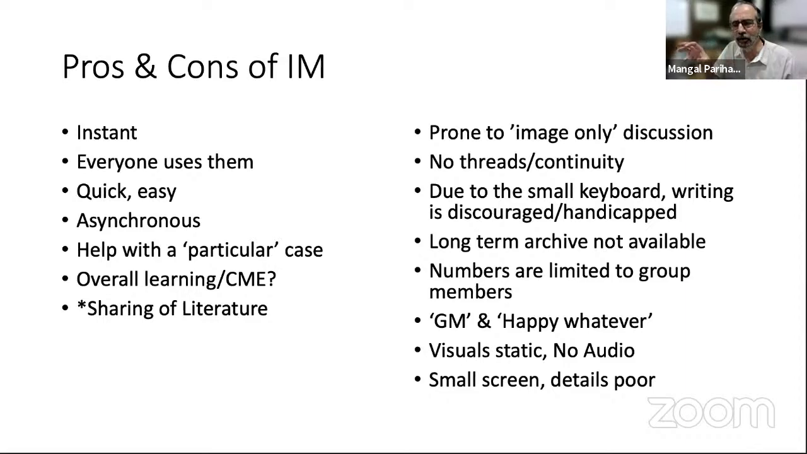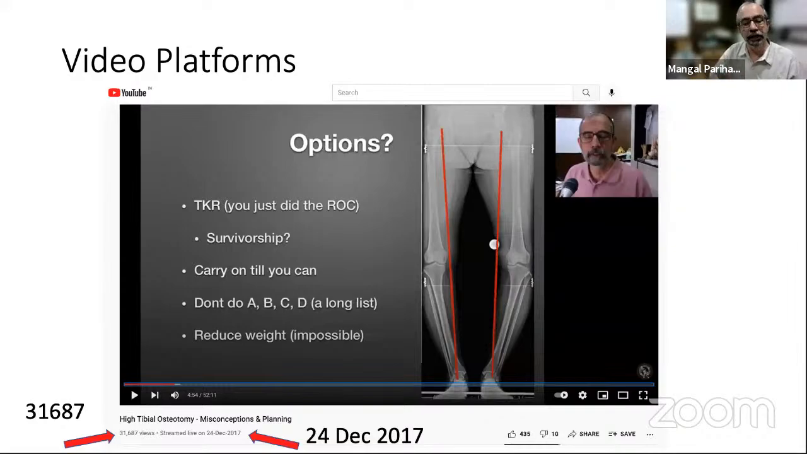So it tends to be more image only. Either it is a horrible case which you put images of, or something that you did very well, you put a picture of, and there's no really nuanced discussion that happens on these WhatsApp groups. Right now the limit is about 256 on WhatsApp and a few thousand on Telegram. Telegram does have a long-term archive, but on WhatsApp, if somebody joins 6 months later, they won't be able to see what were the discussions which had happened earlier. And oftentimes these groups tend to degenerate into good morning and happy whatever festival is going on currently. So personally I think it's not very amenable to continuing education.